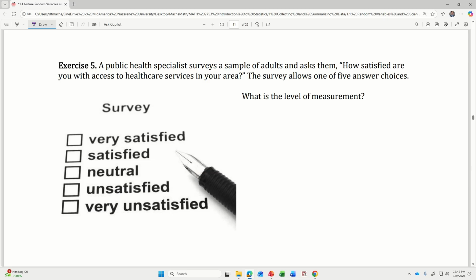There's not a natural order to things. If you were to survey adults and say, how satisfied are you with access to healthcare in your area? What's the level of measurement? Ordinal, perfect. Because I am placing the respondents into categories. They fall into one of these 5 categories depending on how they answer my survey. But there is a natural order to the categories, from best to worst.